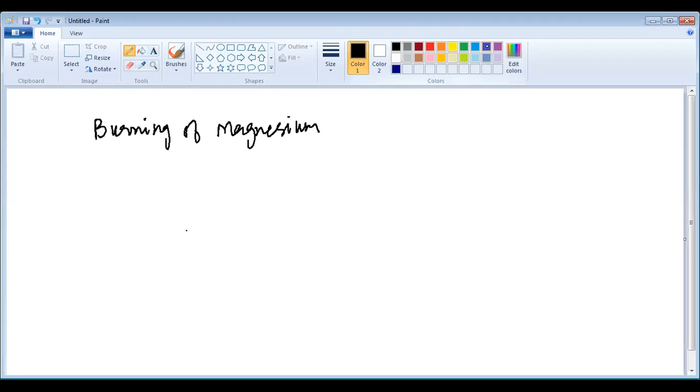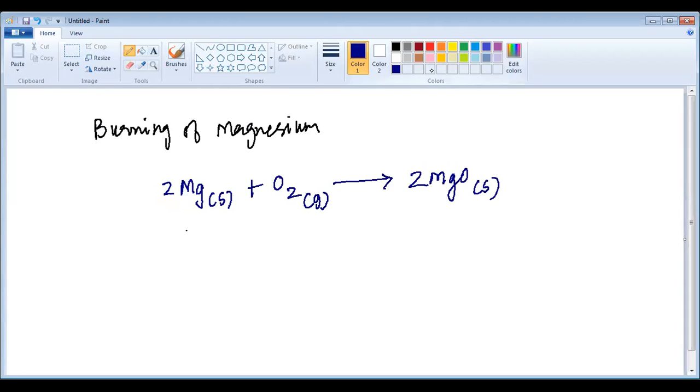We can write the reaction for the burning of magnesium: we have magnesium ribbon, Mg solid. It reacts with the oxygen present in the air. To balance, we put 2 before Mg and we get 2 MgO solid. This MgO solid which we get, my dear students, is a white powder. So this is how you can understand the burning of magnesium ribbon.